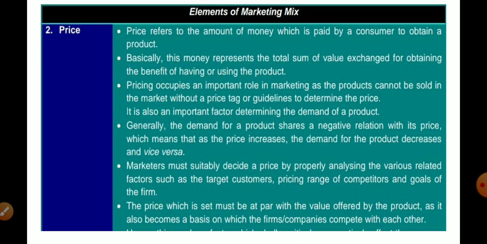So, the value offered by the product is shown as price, and it has become an important term for companies to compete with each other.